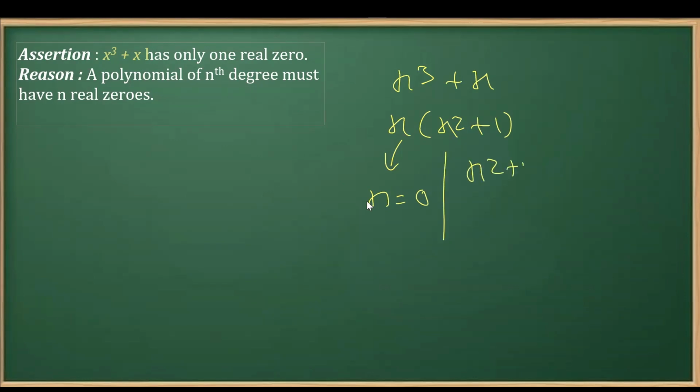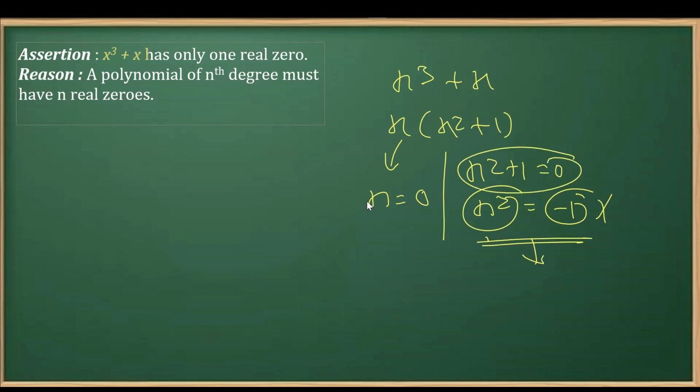Now, equating the other factor with 0, what do you get? You get x squared as minus 1. As you know, the square of a number cannot be negative. So we'll say that this does not have any zero, right? So yes, we got to know that this cubic polynomial has 1 zero, that is 0 can be the zero of the polynomial. So we can say the assertion is correct. It says it has only 1 real zero.